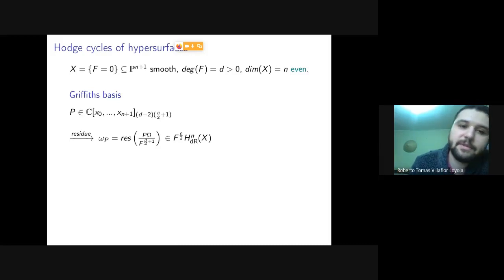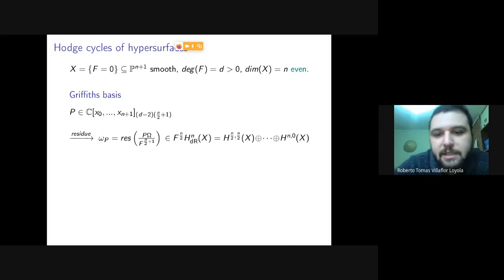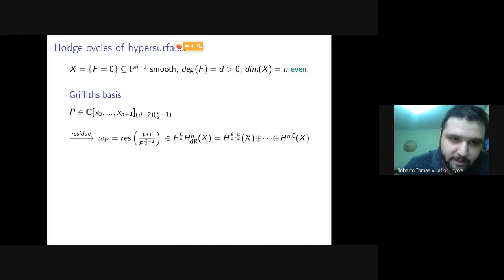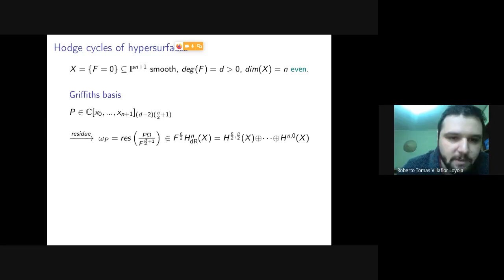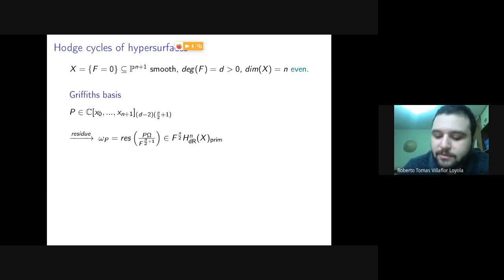So it will define an element in the de Rham cohomology of X. Furthermore, what Griffiths' theorem says is that this form lands in the middle part of the Hodge filtration of the de Rham cohomology of X, which has a middle part in the Hodge decomposition and some other extra parts. What else we know about Griffiths basis is that its image is exactly the primitive part of the middle filtration of the Hodge decomposition. This means that it is exactly all this filtration, except that in the middle we are taking the primitive elements, those that are orthogonal to the polarization, which is the class coming from the ambient projective space. So we know that this map is surjective, so every form in this filtration that is primitive can be written as a residue of this type.